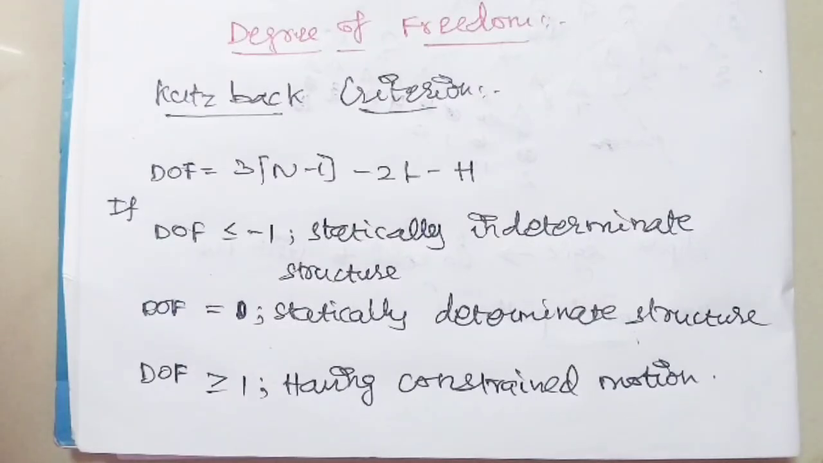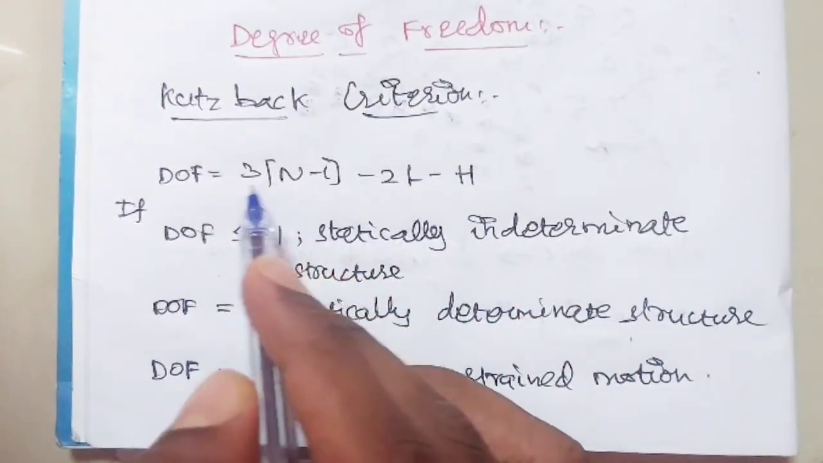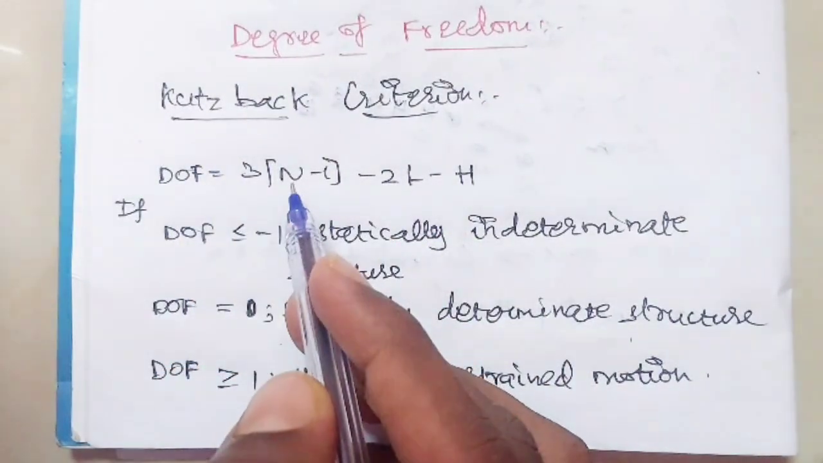In this video, we are going to solve numerical problems in degree of freedom. As I have given here, degree of freedom comes under Kutzbach criterion and Grubler's criterion as well. And the basic formula for degree of freedom is 3 times (n minus 1) minus 2l minus h. This is the basic formula for finding out the degree of freedom.